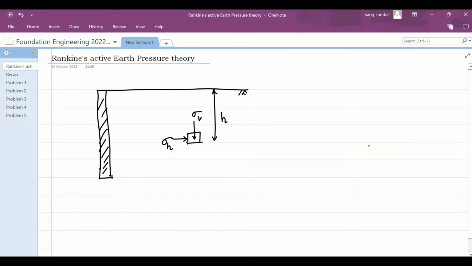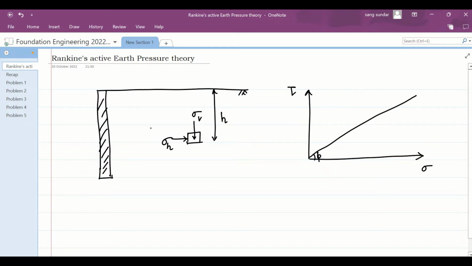And let us construct the Mohr circle for the soil element. So take sigma along the x direction and tau along the y direction, and start constructing the Mohr circle. Since the soil is a cohesionless soil as per Rankine's assumption, the failure envelope passes through the origin, right? So here is your failure envelope, and this failure envelope is inclined at an angle phi, right?